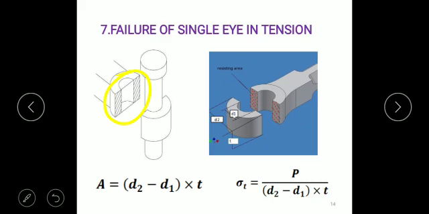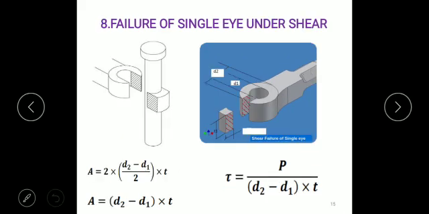So which is equal to (d2 minus d1) into t, that is the thickness of this fork end. And finally, with the help of the tensile stress equation, we can calculate sigma t induced, or we may calculate the value of that dimension of this eye, that is d2.